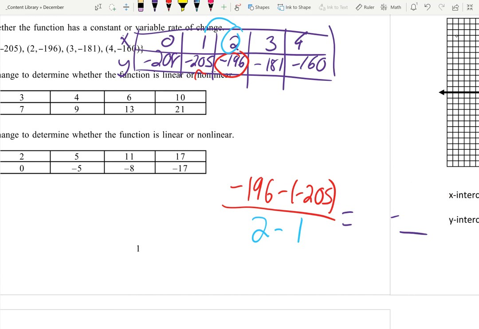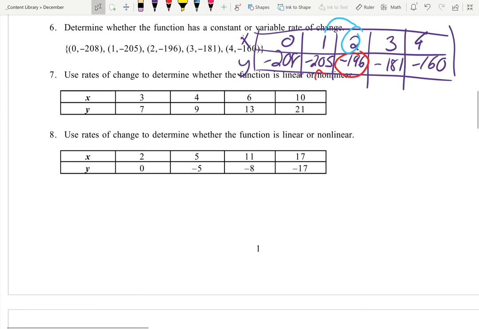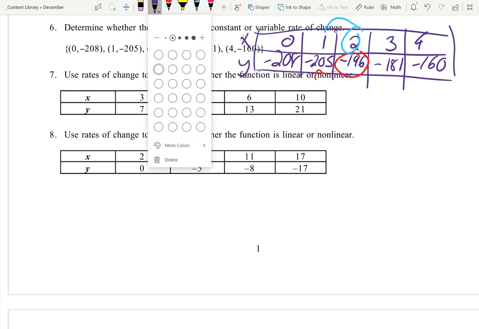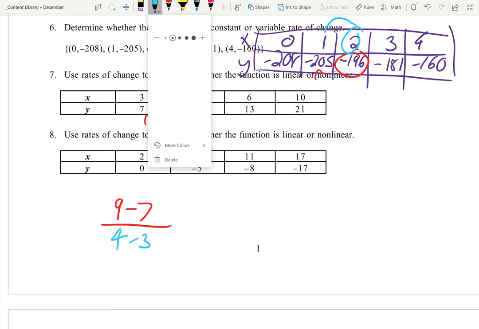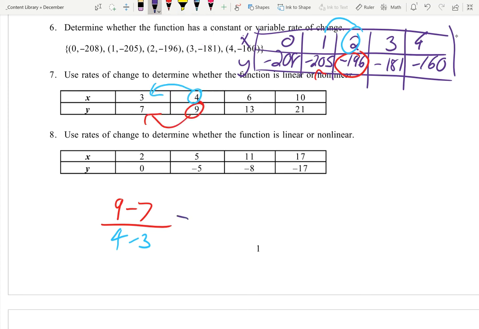And essentially, we do the exact same process for number 7 and number 8 as well. So for number 7, let's take the slopes, finding slopes. Let's do these 2 terms first. So let's do the y's. So we'll do 9 minus 7 on the top. And then the x's, we're going to do 4 minus 3. Now, when I simplify this, I end up with 9 minus 7, which is 2, and 4 minus 3, which is 1. So this is 2.